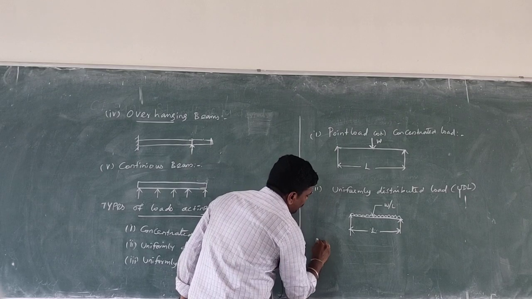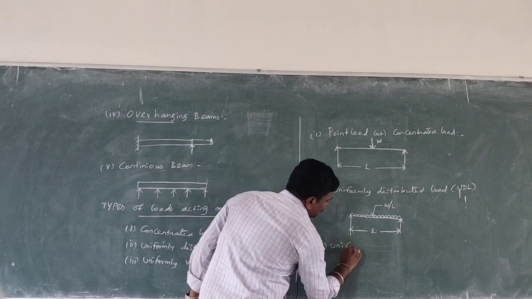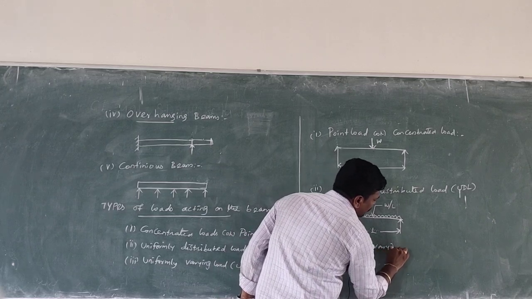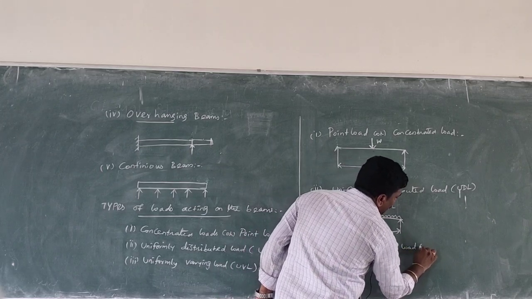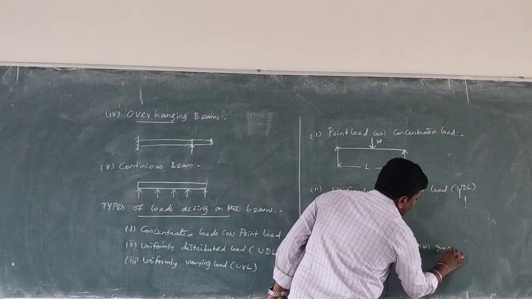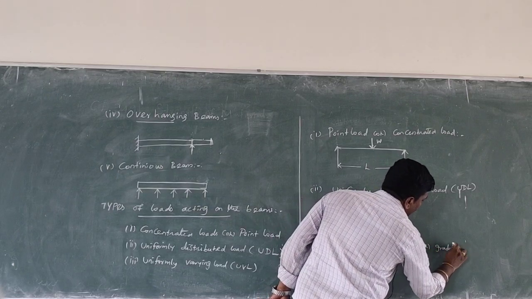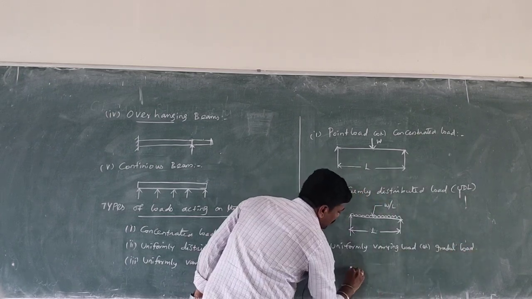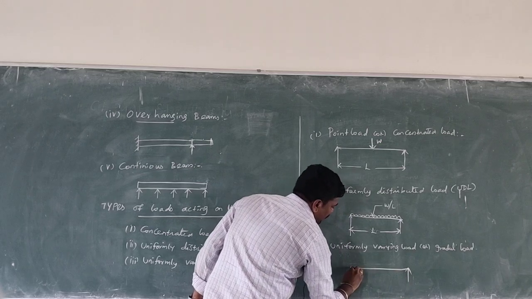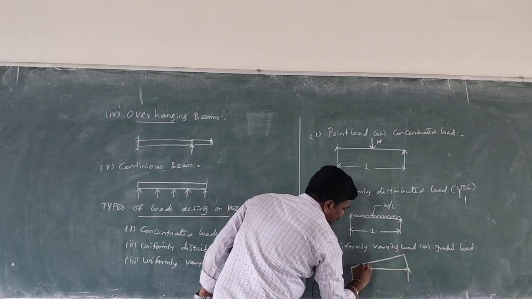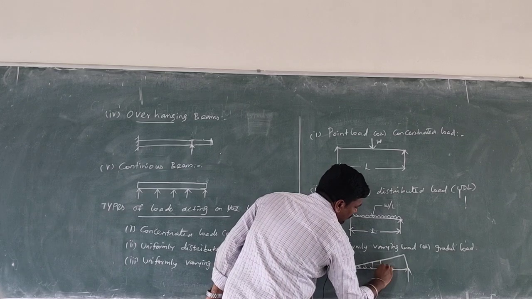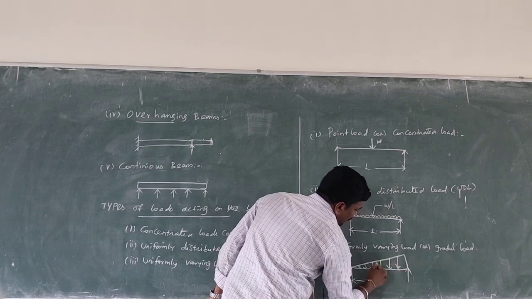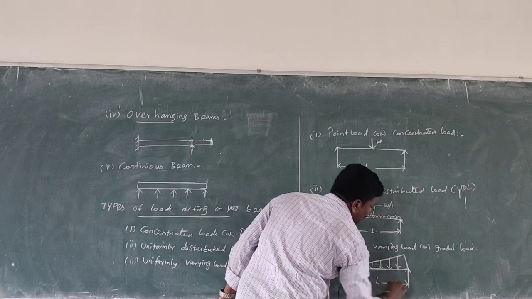And finally, uniformly varying load, or gradual load. When the load is gradually increased, it is called a uniformly varying load. It is also known as a triangular load.